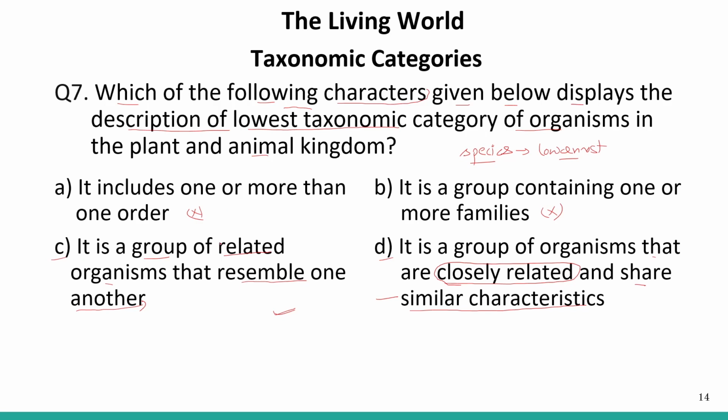So here the difference is this, related organisms. Species is always a group of related organisms that resemble each other. All the members of the species will resemble each other. Whereas in this option, they are saying it is a group of organisms that are closely related, meaning they don't resemble, but they are closely related and share similar characteristics. But this is not always true.